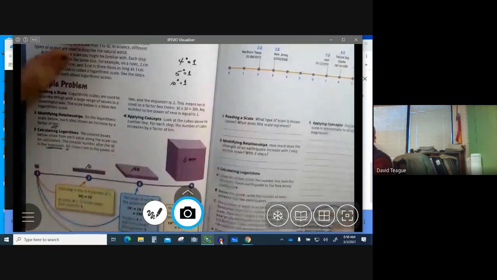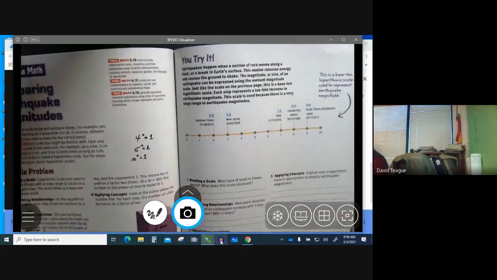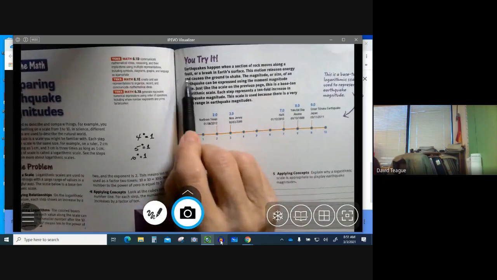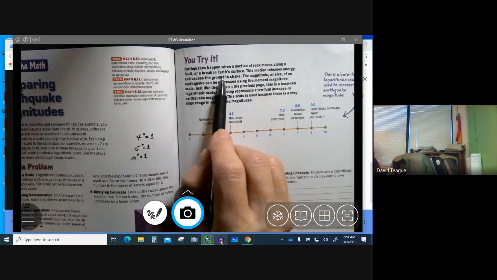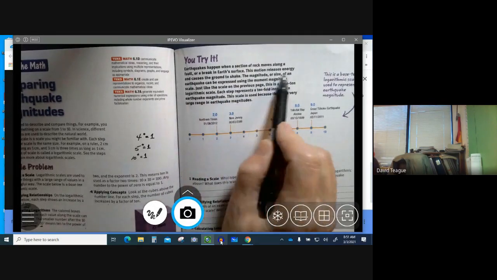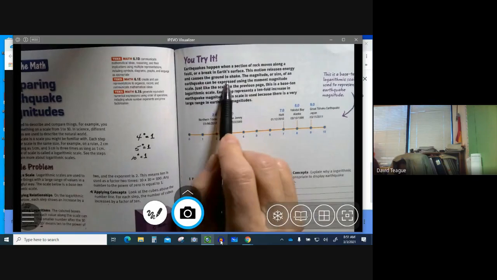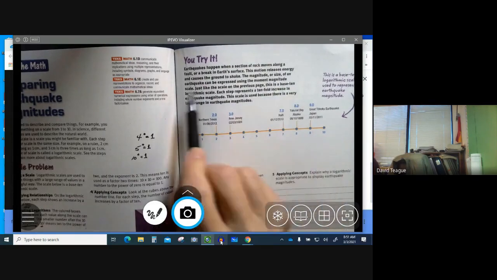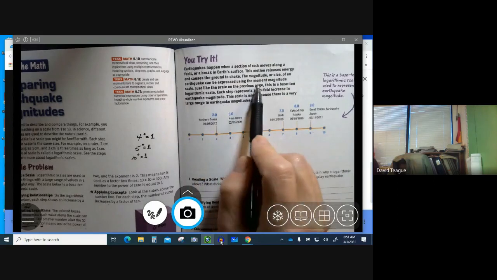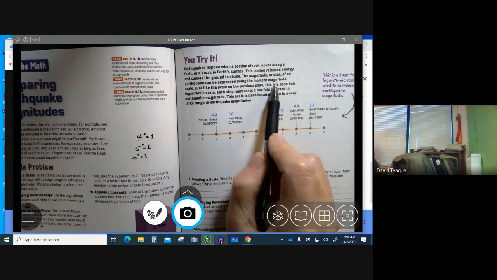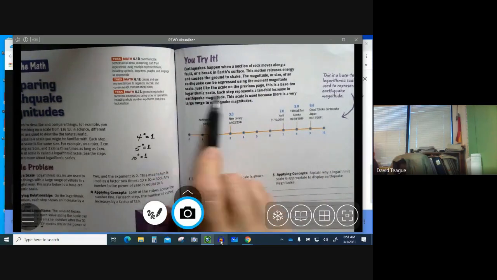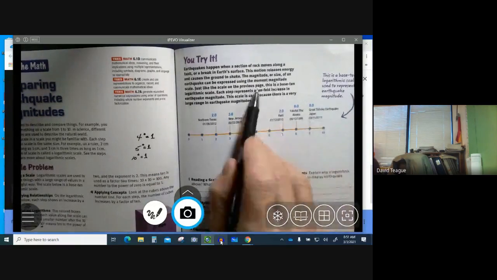Okay, so back up here at the top of this page, earthquakes happen when a section of rock moves along a fault, or a break in Earth's surface. This motion releases energy and causes the ground to shake. The magnitude, or size, of an earthquake can be expressed using the moment magnitude scale. I think they also call it the Richter scale.